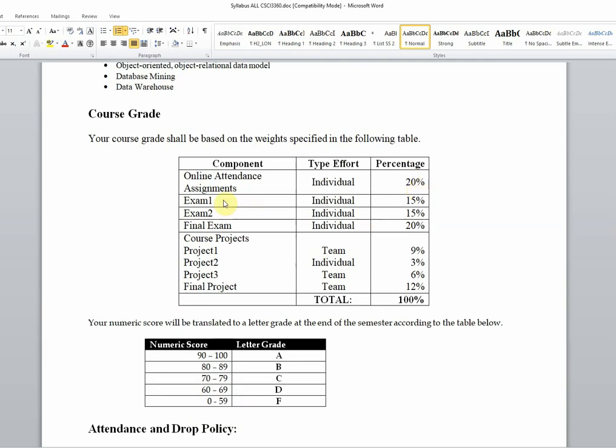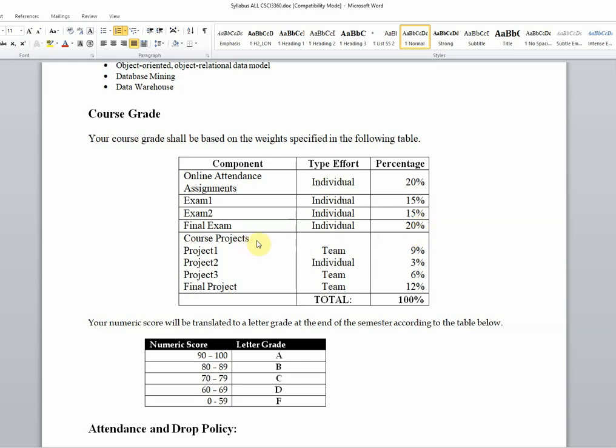There will be 3 exams: exam 1, exam 2, and the final exam. The first 2 exams are weighted slightly less than the final exam, but each one of them is still worth a lot. 15% for exam 1 and 2, 20% for the final exam.